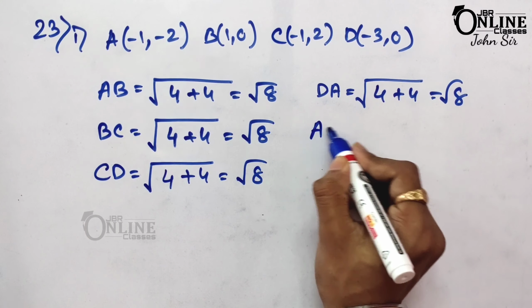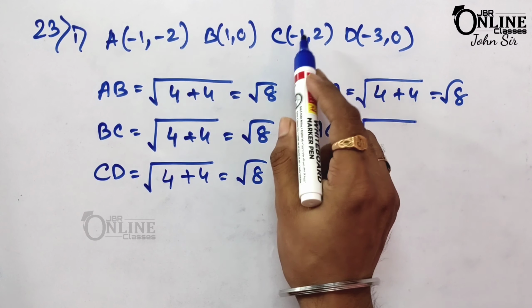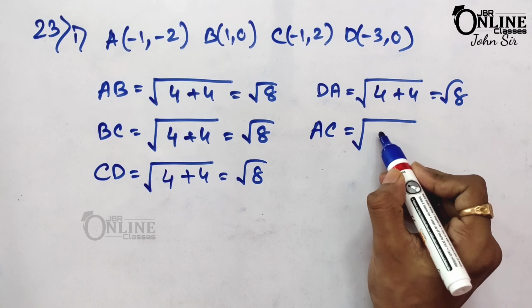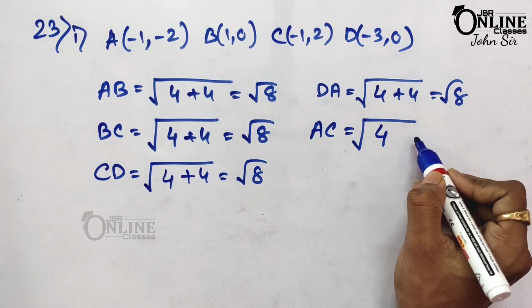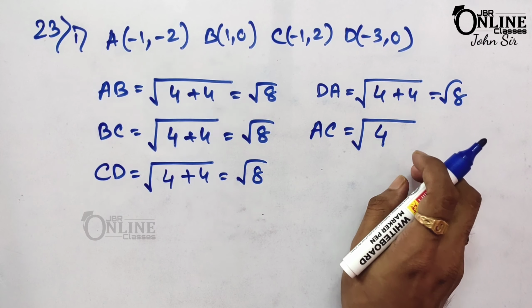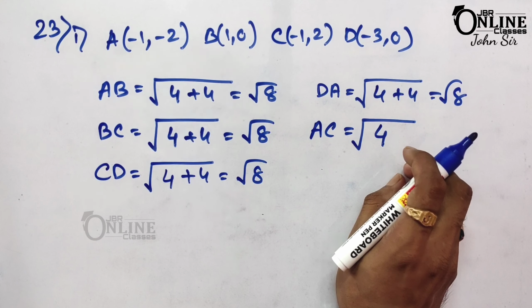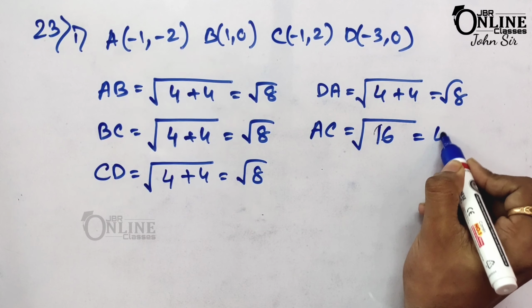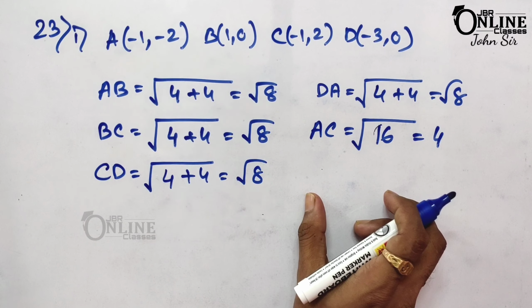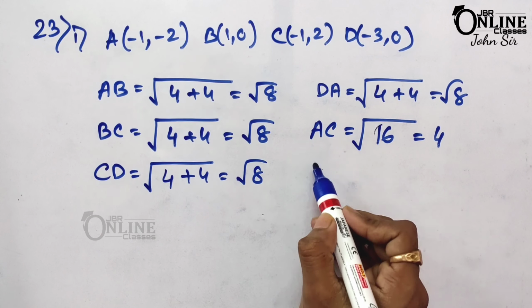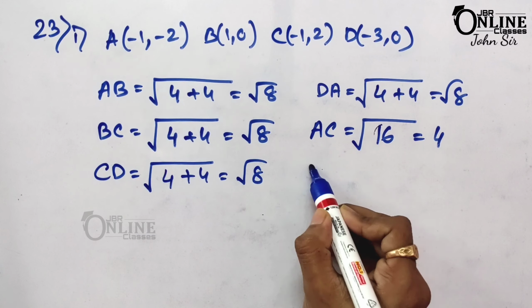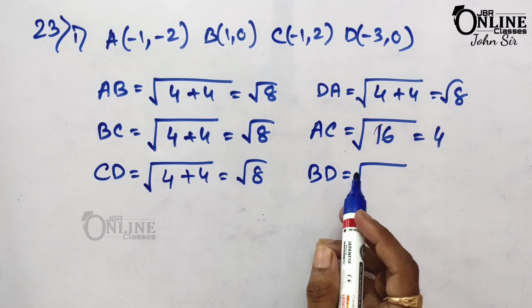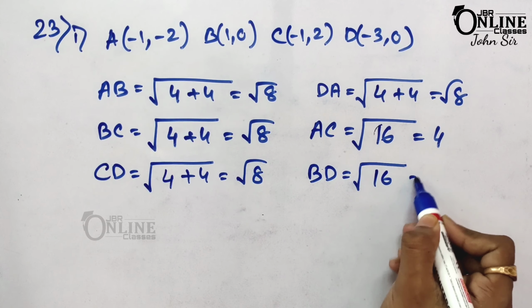So here AC is the first diagonal, and minus 1 plus 1 will be 0, so 0 square is 0, then 2 plus 2 equals 4, so 4 square means 16. Okay, write down here 16, and then root 16 means 4. Now the next one, what would be BD? In BD, minus 3 minus 1, so minus 4 whole square, that means again 16, that equals 4.